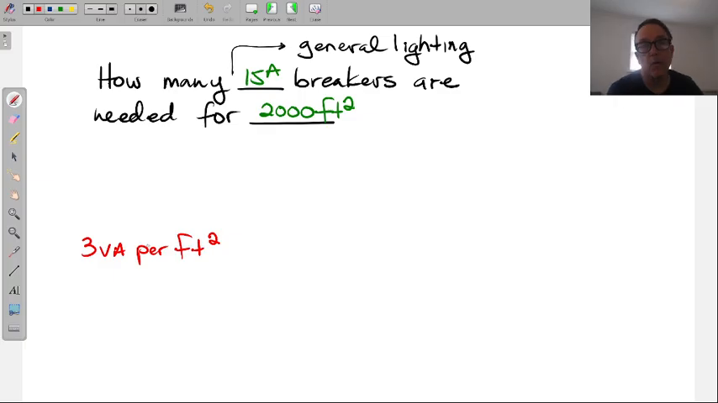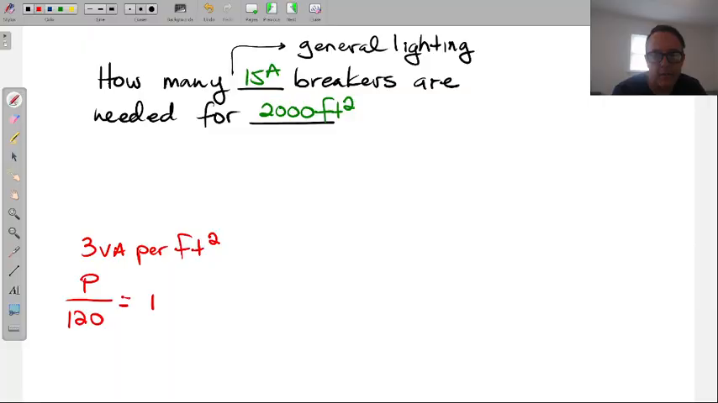We also have to remember Ohm's law, right? We have to divide by, and I'll put the number here, 120. That's the other number that you have to remember. You have to remember 3 VA per square foot, and you have to remember the 120. It is not found in that article. The 120 comes from an article above, 210.6, that says those outlets are going to be 120 volt max.